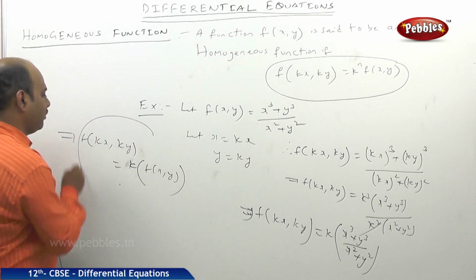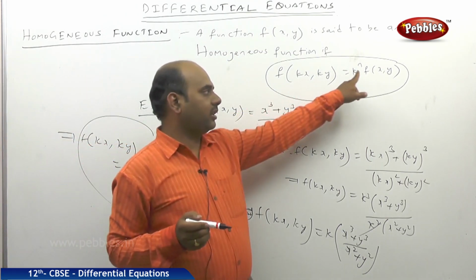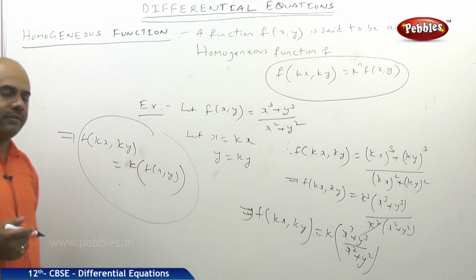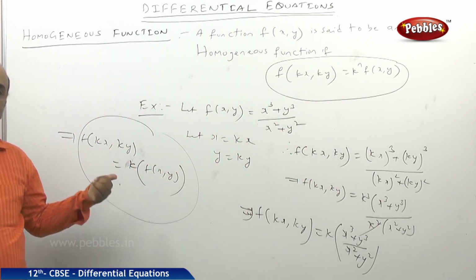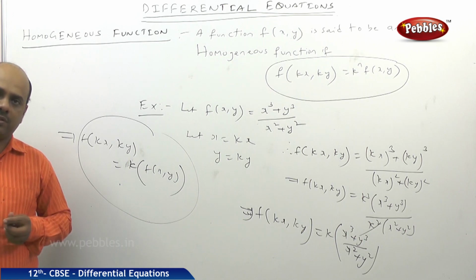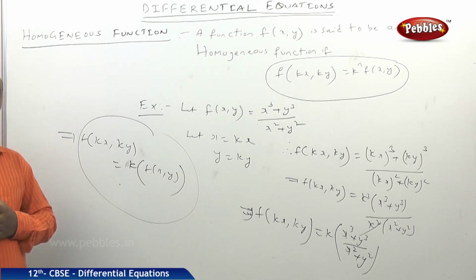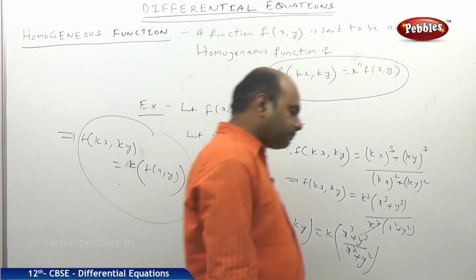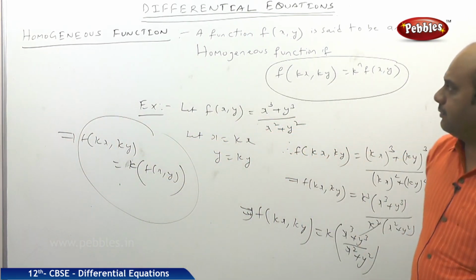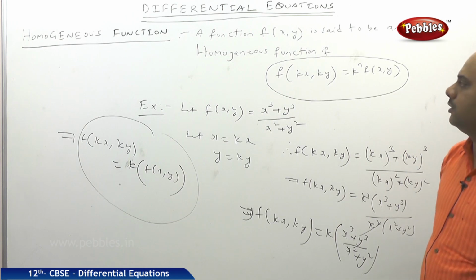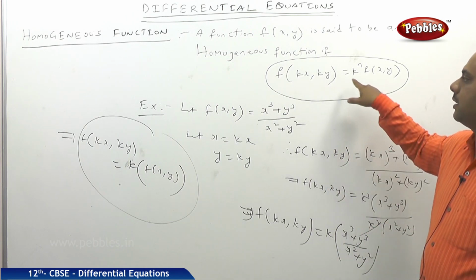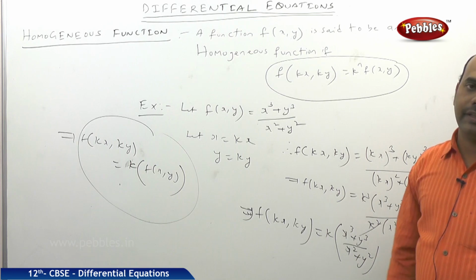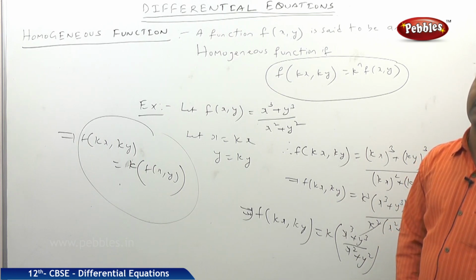So it is of the form f of kx comma ky is equal to k power n into f of x comma y. Here n is 1. Therefore this kind of function we will be calling as a homogeneous function. So once again I am repeating, a function f of x comma y is said to be a homogeneous function if f of kx comma ky is equal to k power n into f of x comma y.